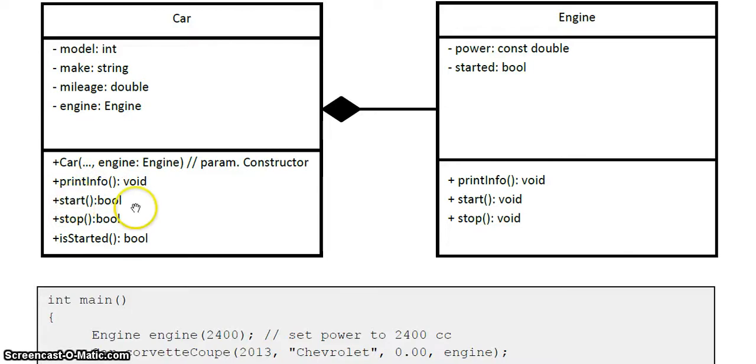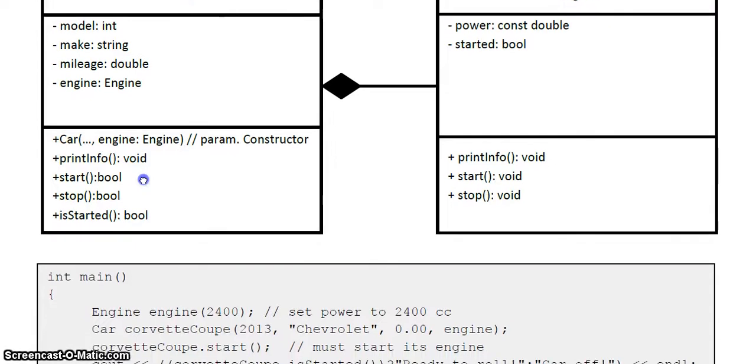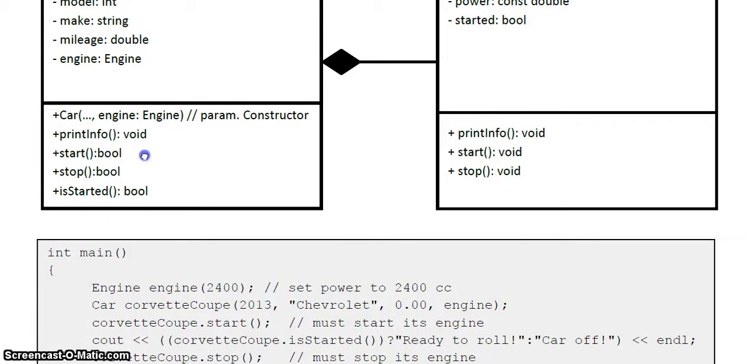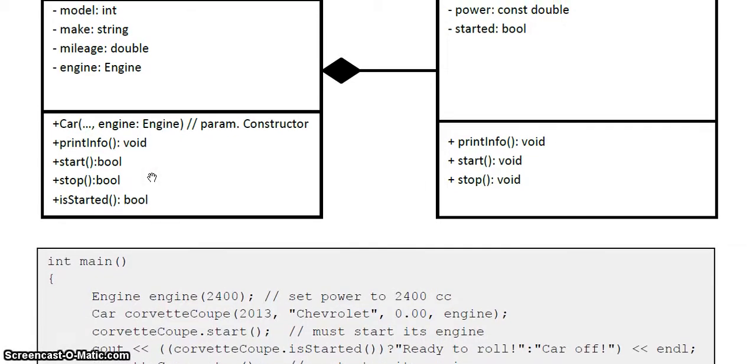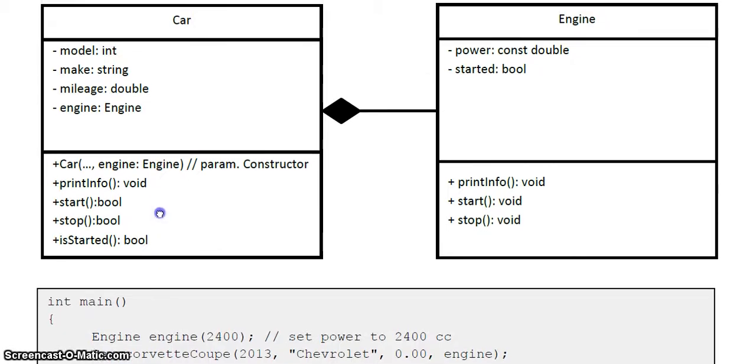The car start function, again an important concept. The car start method should actually be starting the engine. So this should include a function call of the engine's start. The car's start definition must include something like engine dot start. Similarly, the car's stop method should include engine dot stop. So this is important, the message passing. This should be very clear.